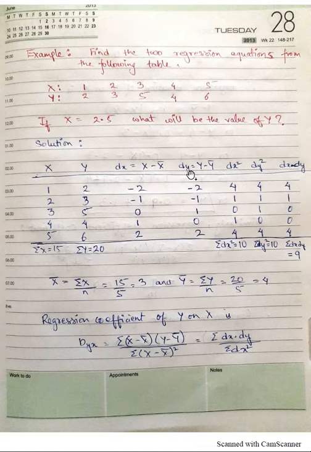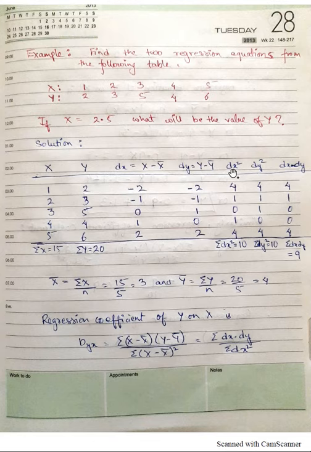Now dy or y minus y bar: the value of y bar is 4. So dy is y minus y bar, that is y minus 4. Y here is 2, 2 minus 4 is minus 2, 3 minus 4 is minus 1, 5 minus 4 is 1, 4 minus 4 is 0, 6 minus 4 is 2.